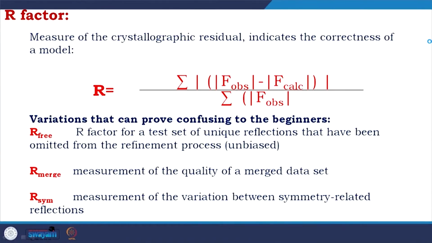R merge is the measurement of the quality of a merged data set when you are merging multiple data sets. R sim is the measurement of the variation between symmetry related reflections. Sometimes symmetry related reflections help us doing less work. Okay. So, what you have to remember is definitely R work and R free, but you just remember two terms, R merge and R sim. Merge is merging different data sets, sim is having a symmetry present.